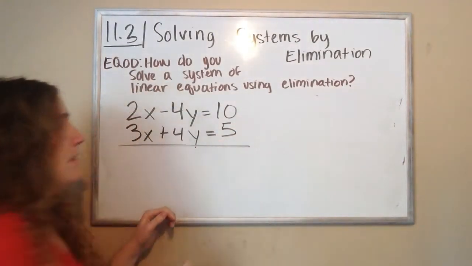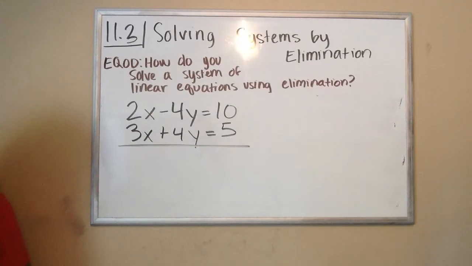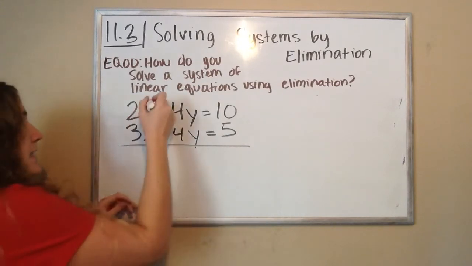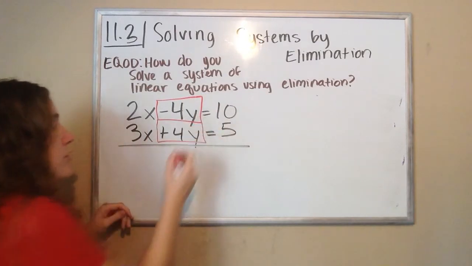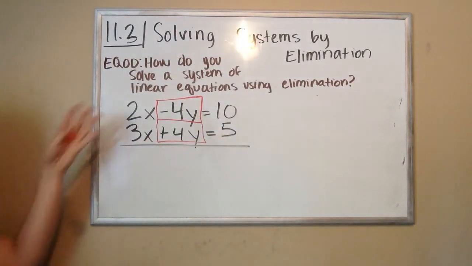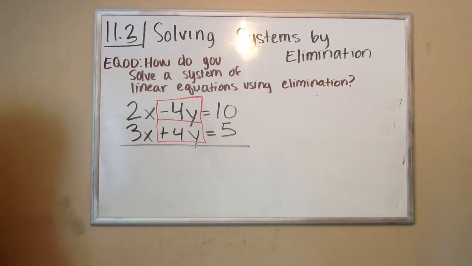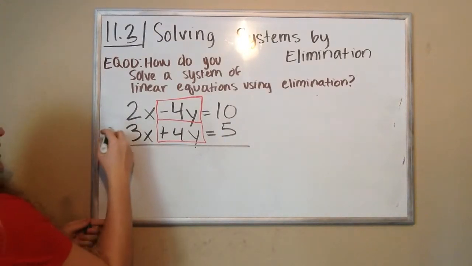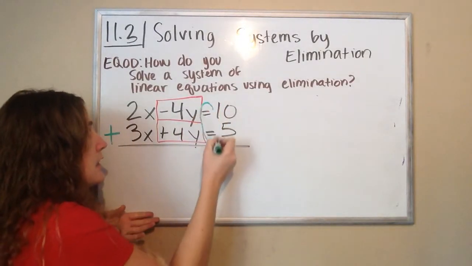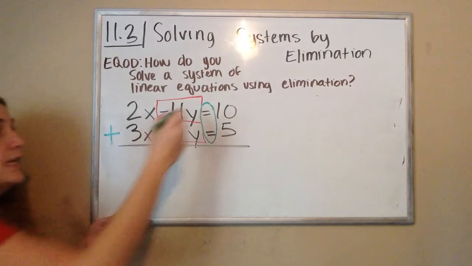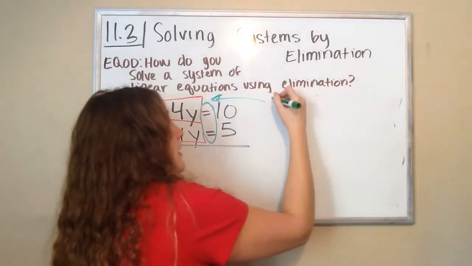The elimination method is always the best when you have opposites. When you have a negative 4y and a positive 4y, you notice those are opposites. And when you add those together, you're going to cancel them out. They're going to add to 0. The y is going to be eliminated. So let's see what happens if we were just to add these two equations together. Super important is that you're making sure the equal signs line up, right? They have to.